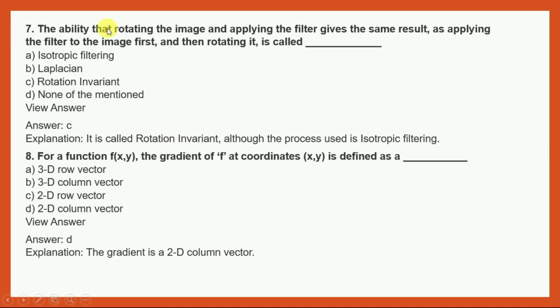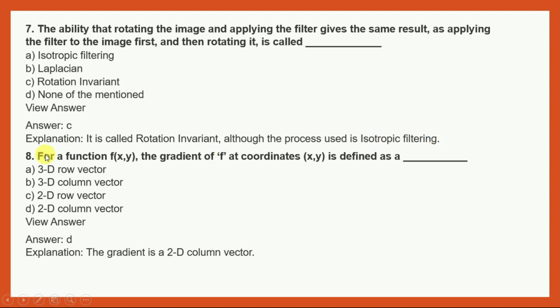The next question: the ability of rotating the image and applying the filter giving the same result as applying the filter to the image first and then rotating it is called. Options are here and the answer is option C, that is rotation invariant. If we see the explanation, we get to know it is called rotation invariant, the process used in isotropic filtering.